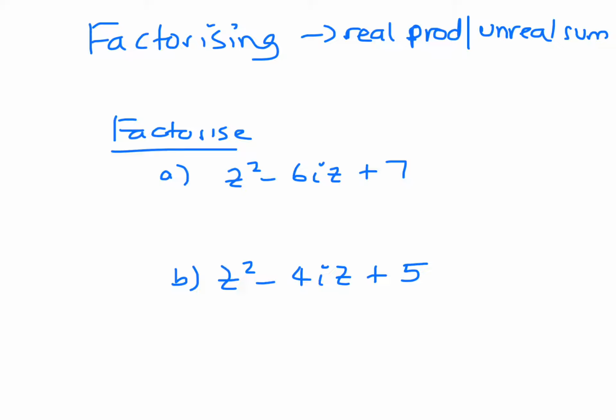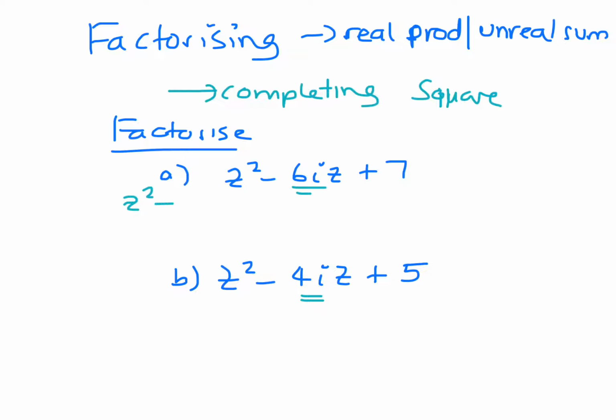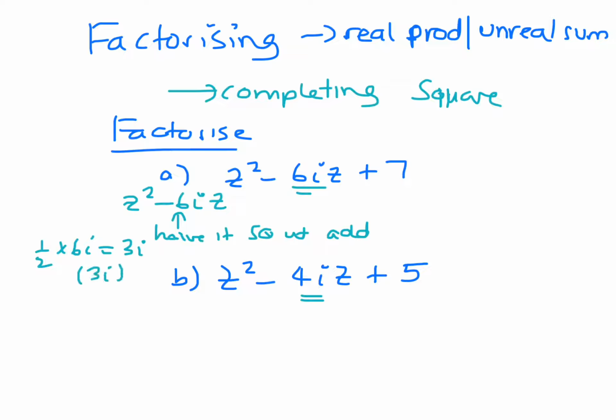Okay, I'm just going to use completing the square to actually factorise these. And these are a little bit different because in here we do have a sum of 4i. So the sum is actually imaginary. So if you start with z squared minus 6iz and you halve it, square it, add it. Okay, so half times 6i gives you 3i, square it, 3i squared, and you get minus 9.